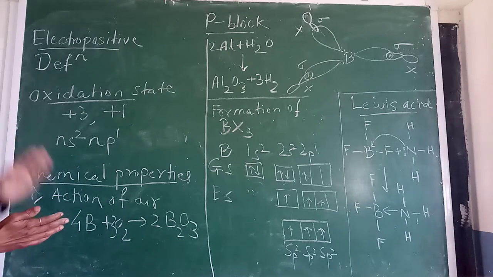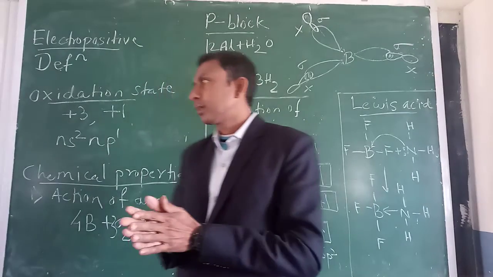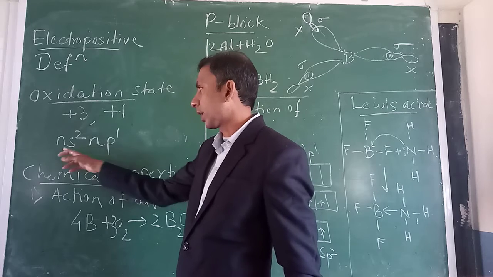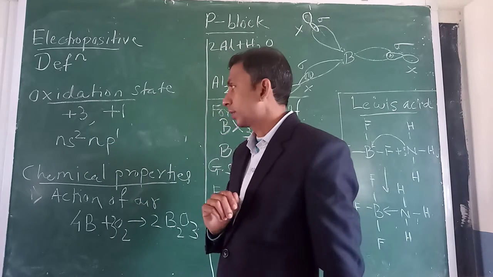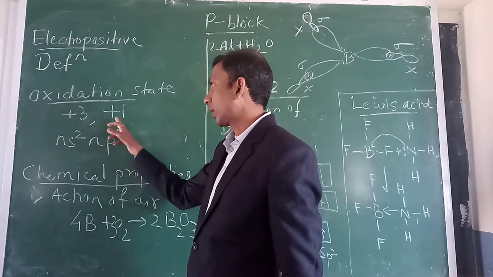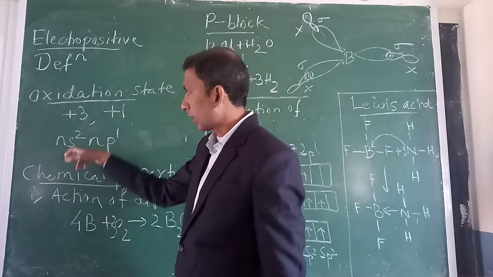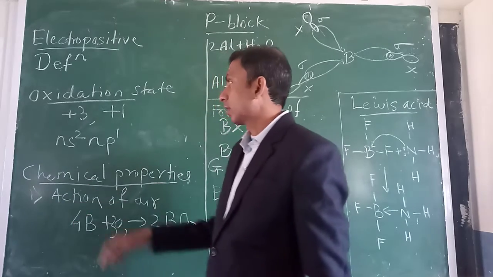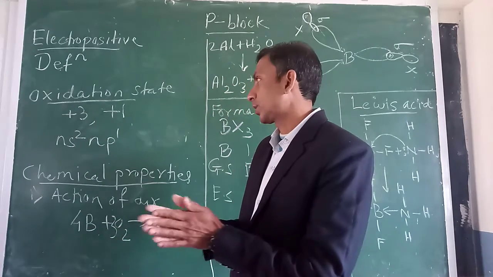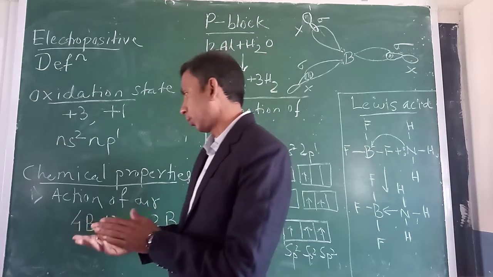Now the next periodic property, oxidation state. So they can acquire two oxidation states, +3 and +1. Look at this general electronic configuration, ns2 np1. Okay, so they can lose one electron first, acquiring +1 state, and afterwards two electrons also from the s orbital, and can acquire +3 state also. So two oxidation states are possible for the elements belonging to 13th group.